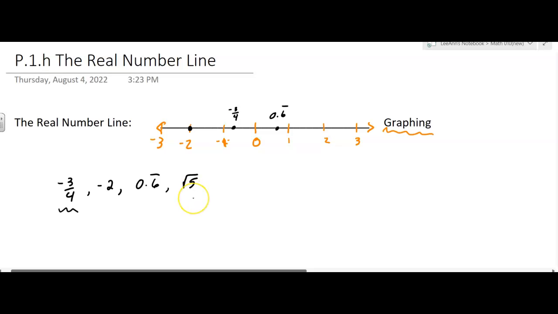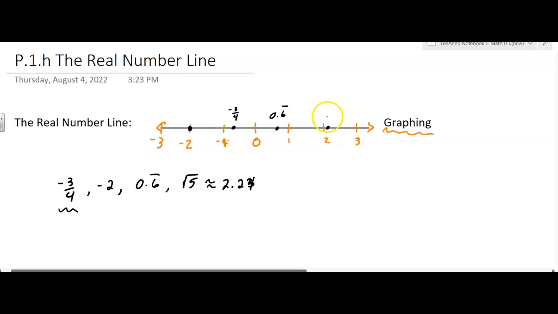And then the square root of 5. Now, to find the square root of 5, I have to get a calculator, and it's approximately 2.23, I think. Let me look at my calculator real quick. Yeah, 2.24, I guess. But there's only so much accuracy I'm going to get here. It's a little bit past the 2, so maybe about there.